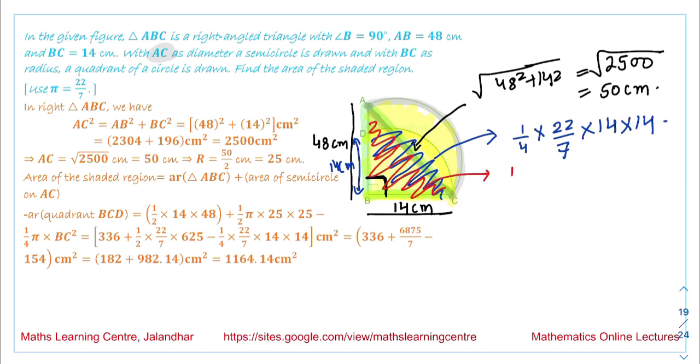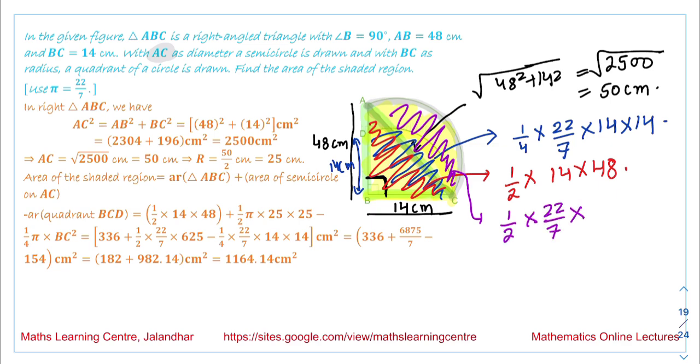The area of this triangle is half base into height. Next we are talking about the area of this semicircle. The area of this semicircle will be half into 22 by 7 into the radius of this semicircle, 25 into 25. Now what we are saying is, we have a triangle in this form, a circular portion in this form, and a circular portion in this form.